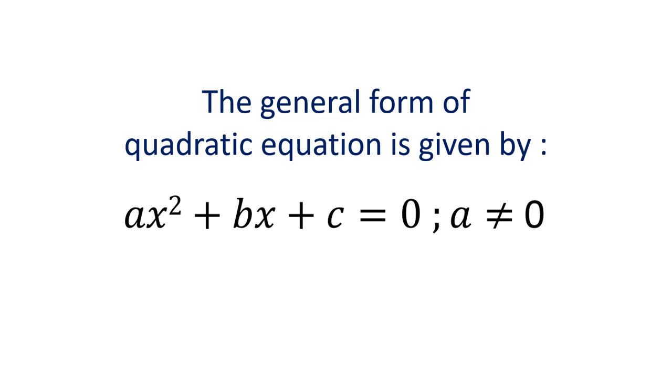The general form of a quadratic equation is given by ax square plus bx plus c is equal to 0, where a, b and c are real numbers and a is not equal to 0. This is the general form of a quadratic equation which all students must know by heart.